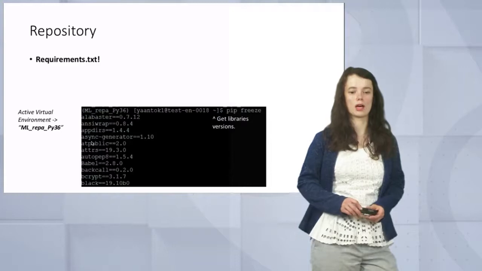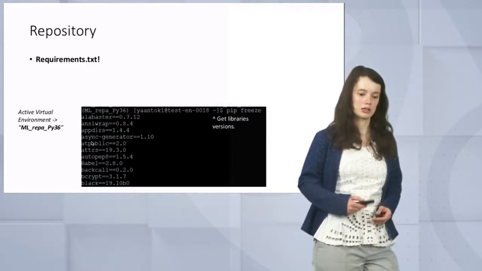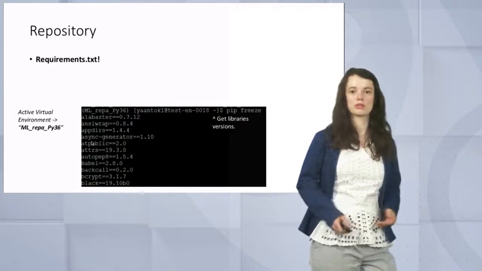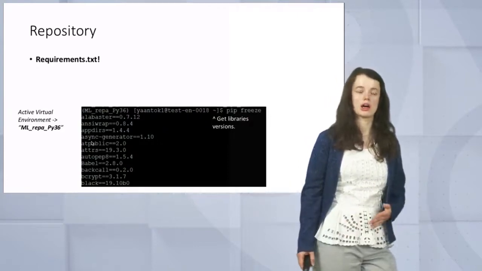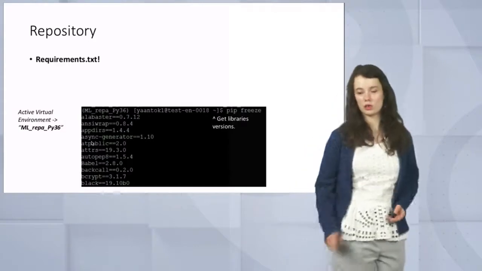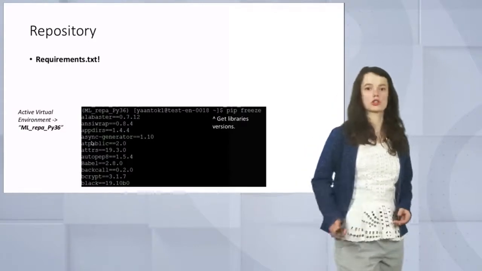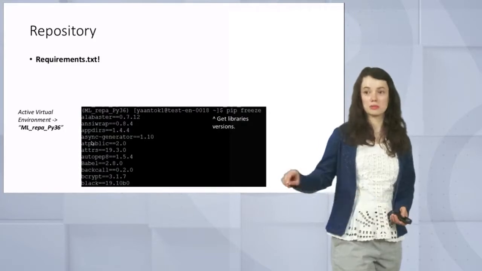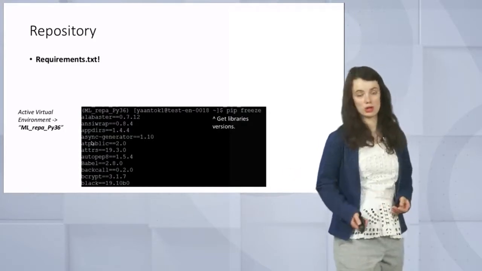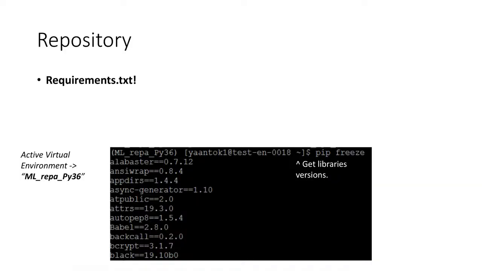It's obligatory to have requirements.txt. Requirements are fixed versions of the libraries which you are using when you are making your project. You can easily find out which versions of libraries you have. Type in pip freeze. It will show you all the libraries which are installed in your environment, and you can reproduce your results with a virtual environment. For example, on the slide, you can see the picture. Their virtual environment is named MLRepa Pi36, and that's the name of it.